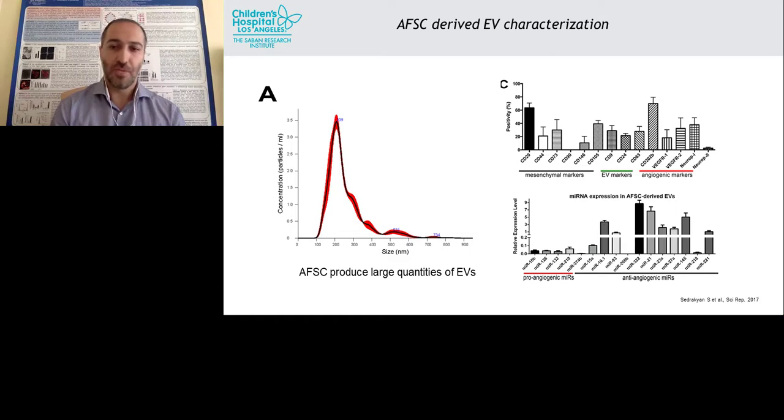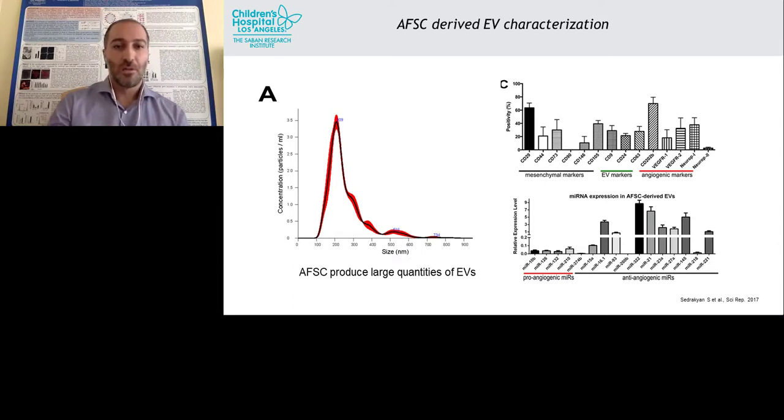These 2 receptors are important for later points that I will make in the next slides. In addition, these vesicles also have a large bank of microRNA, both pro-angiogenic and anti-angiogenic, and obviously anti-angiogenic microRNA were detected to be much higher, and this was important as well.